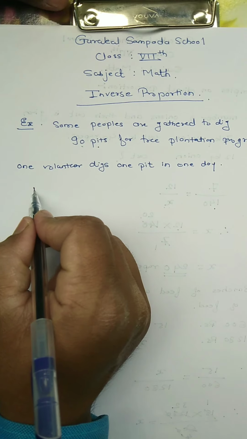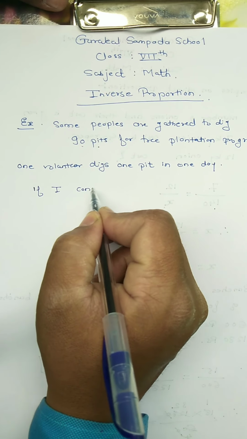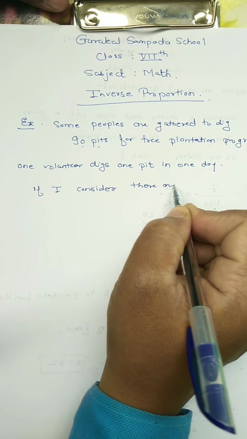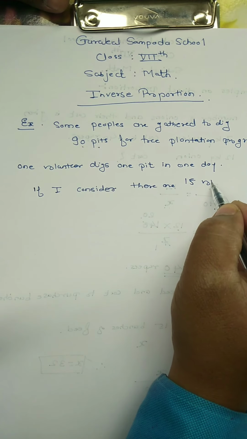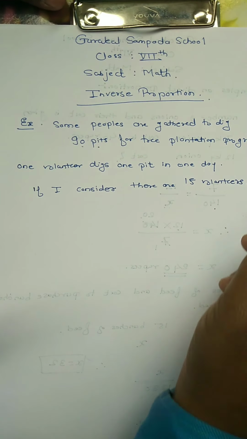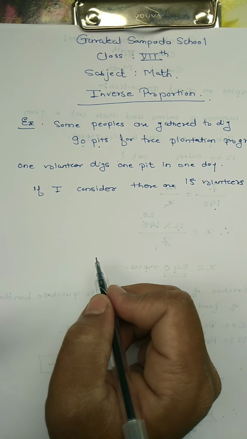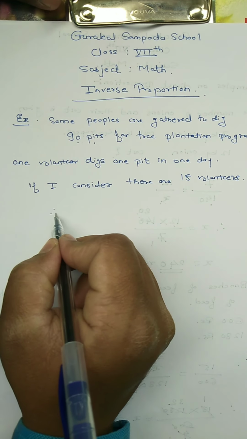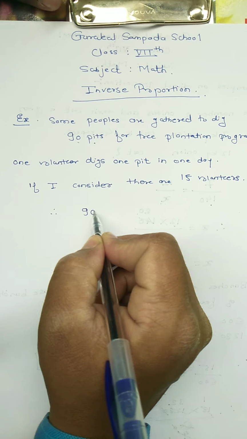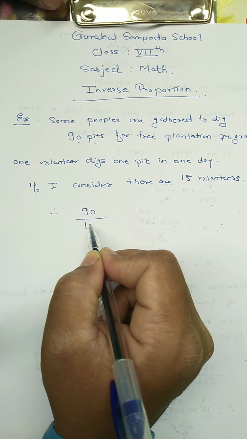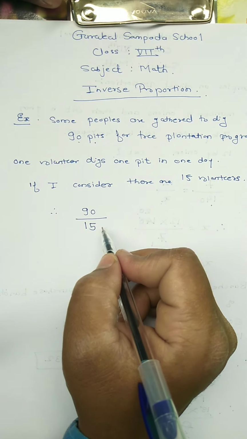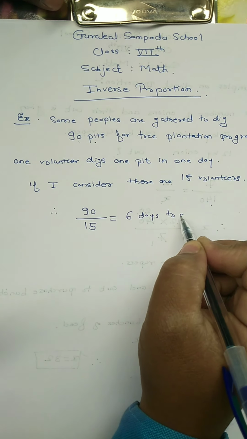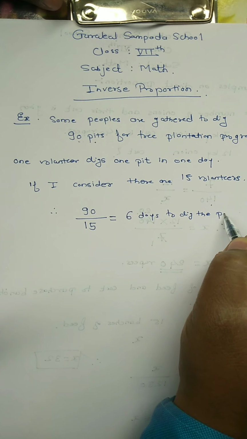But if I consider there are 15 volunteers, how many days will they require to dig 90 pits? Definitely it becomes 90 pits divided by the number of volunteers or people. So 90 divided by 15 is equal to 6 days required to dig the 90 pits.